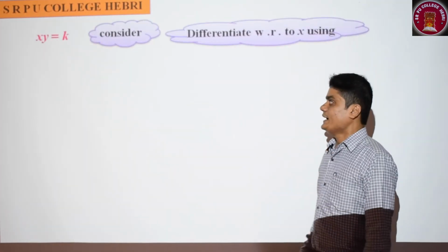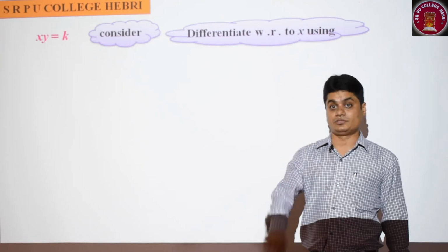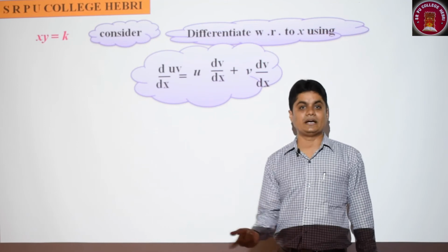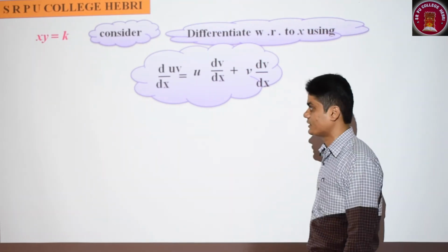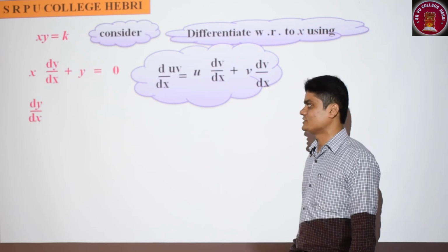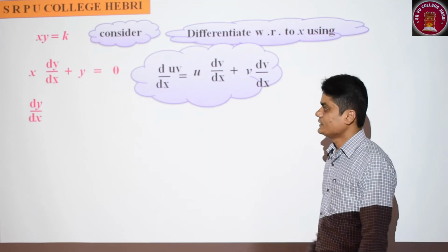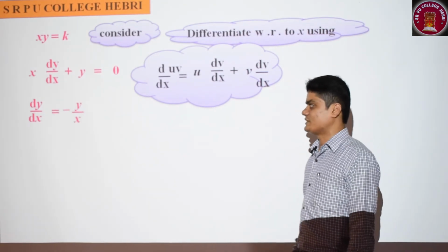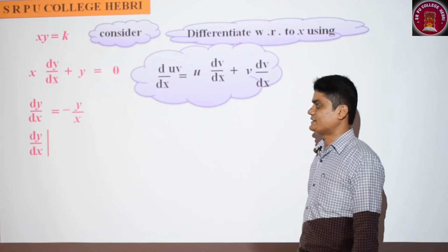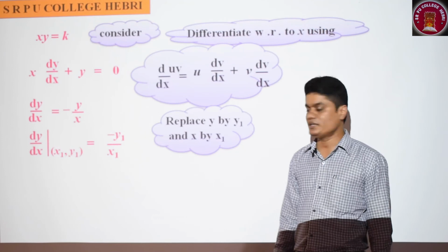Next, xy is equal to k, and you have to differentiate it. Remember, here k is a constant. We have to use the product rule: x and y are both functions of the variable x. So x into dy by dx plus y is equal to 0. You know this differentiation, but still I recall the product rule. What is required is dy by dx, which is minus y by x. So dy by dx at x1, y1 is minus y1 by x1.